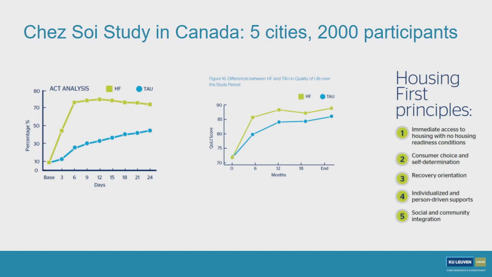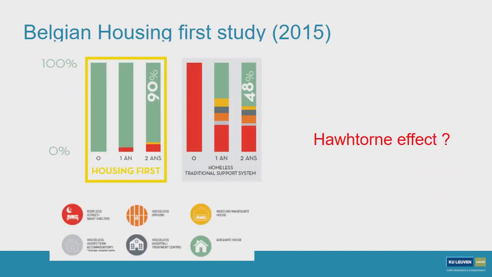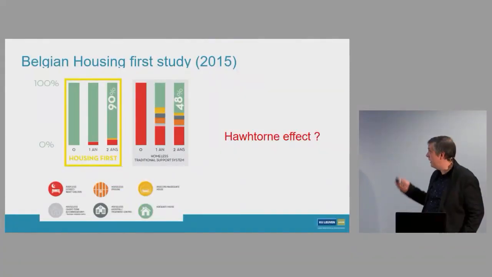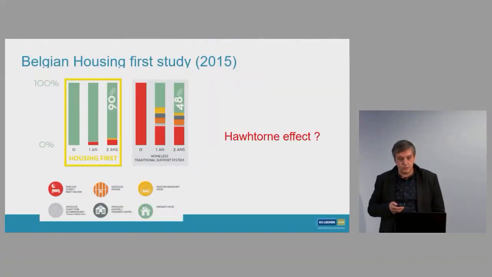So why don't we do it? If it's so convincing, if it's cheaper, and it's more effective, why don't we do it? And some will say, yeah, but this is Canada, and in Canada it's a different context. That's not true. We had our first Belgian Housing First study, also based on a randomized controlled trial.